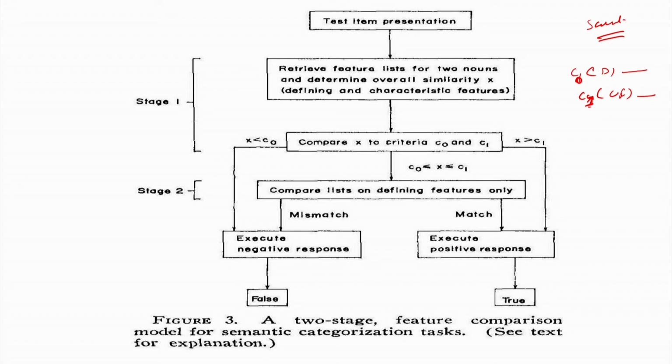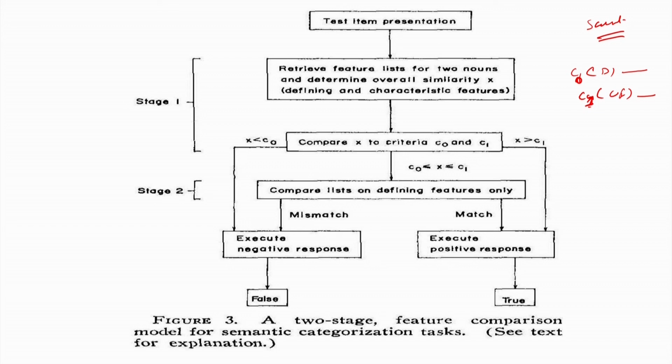But in cases where the response that I get by comparing the characteristic and defining features is in between the characteristic and defining features, if the amount of defining features is very high, I say yes, my new item is a part of this particular list, but if it is very low, I say it is not part of the list. So, if it does not have a defining feature, I say false.